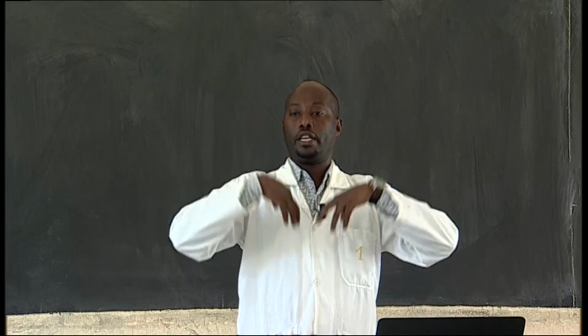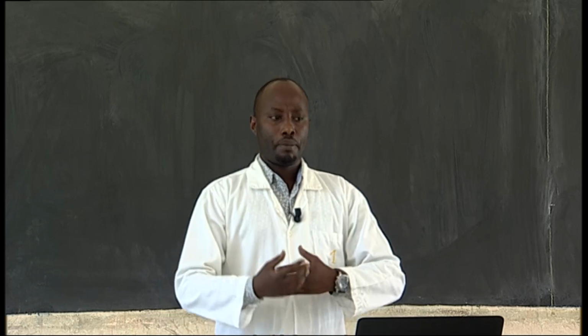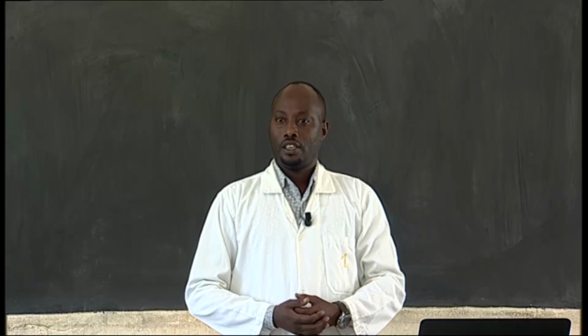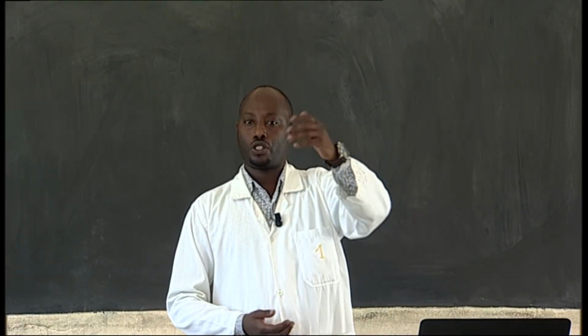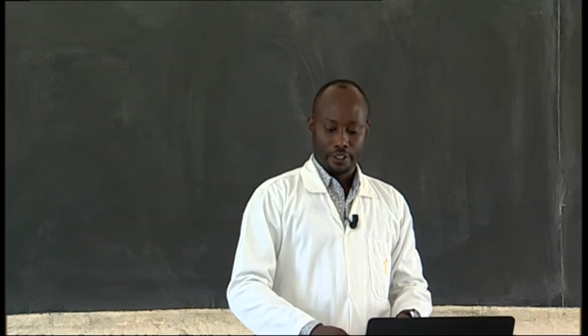So I mentioned that breathing in is referred to as inhalation, and breathing out is referred to as exhalation. That's why I mentioned that in that process, the breathing provides a continuous supply of fresh air to the gas exchange surface. This gas exchange surface, we mentioned, is the lungs. It also helps to maintain a large diffusion gradient across the gaseous exchange surface. When we talk about a diffusion gradient, we mean differences in concentration. You may find that outside in the atmosphere there is more concentrated oxygen compared to the inside of the lungs, so that will just encourage the air to be taken in.